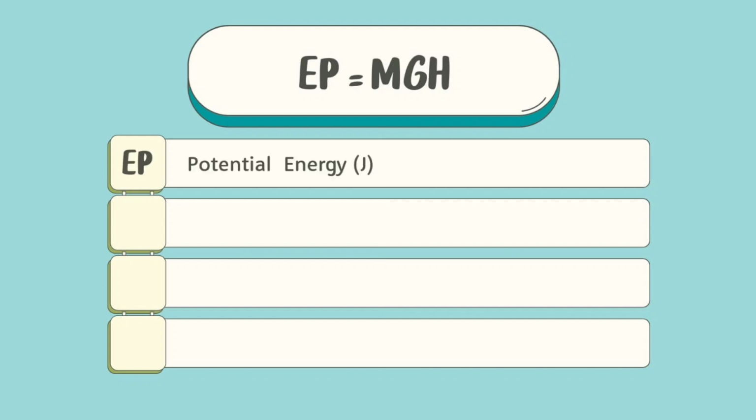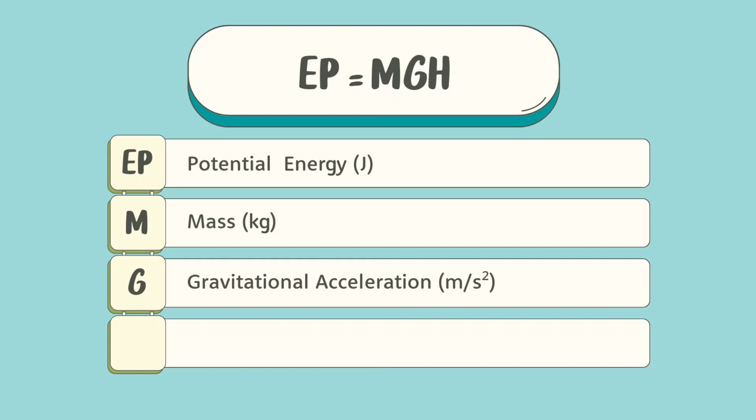EP is the potential energy with the unit joule. M is the mass with the unit kilogram. G is the gravitational acceleration with the unit m/s squared. And H stands for height with the unit meter.